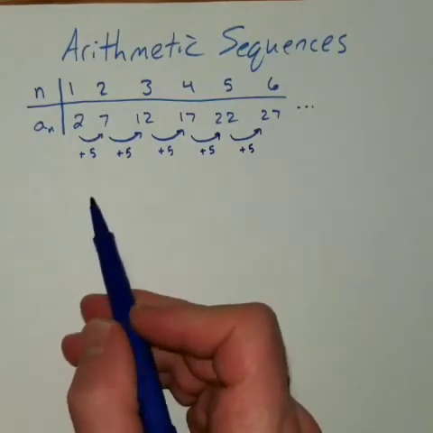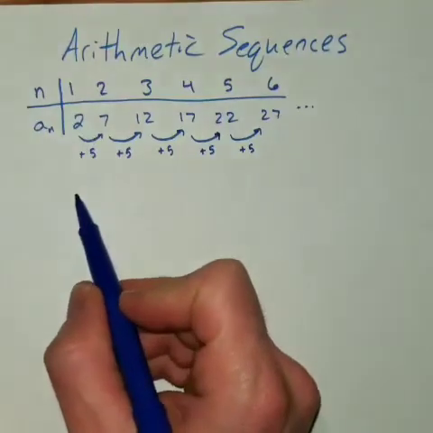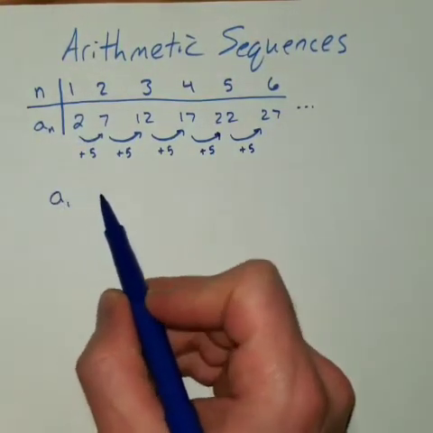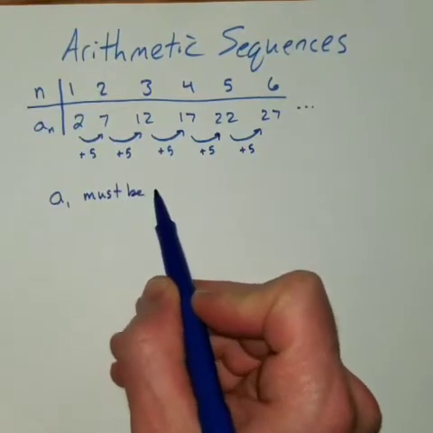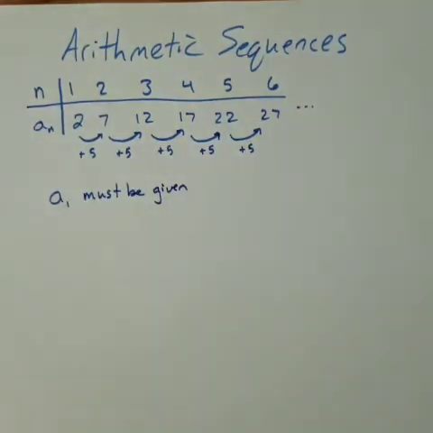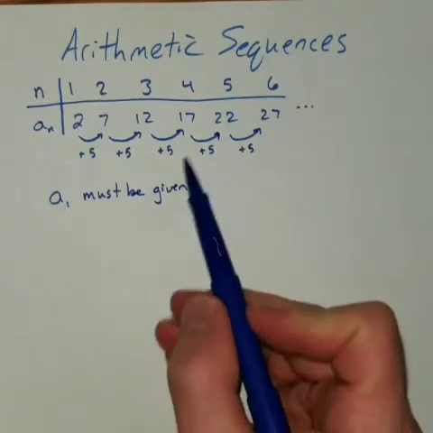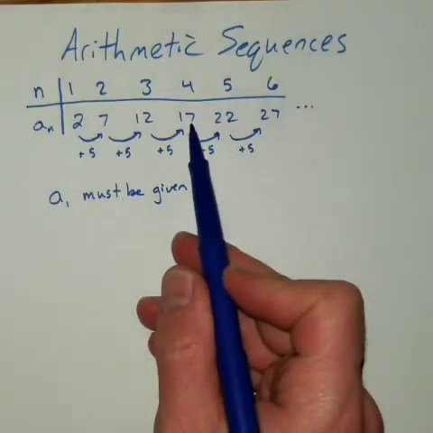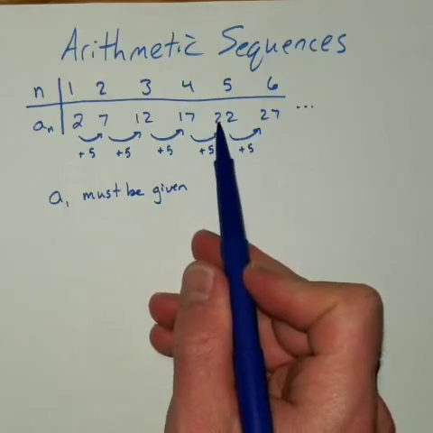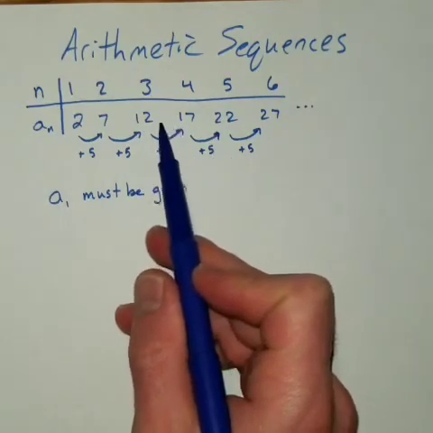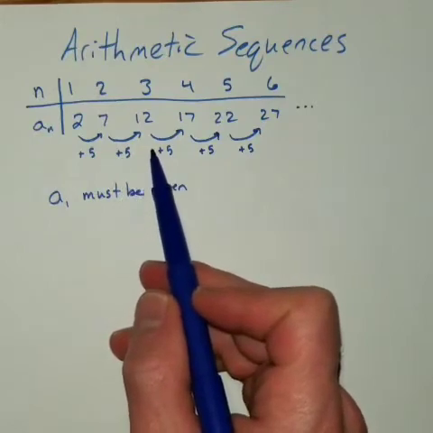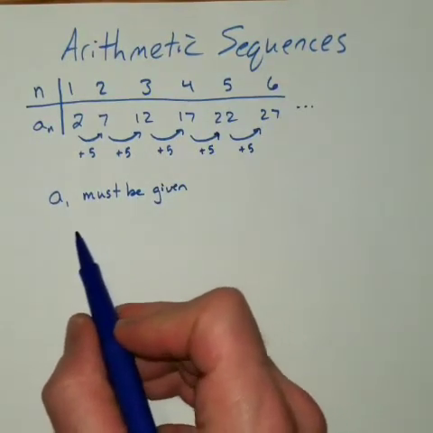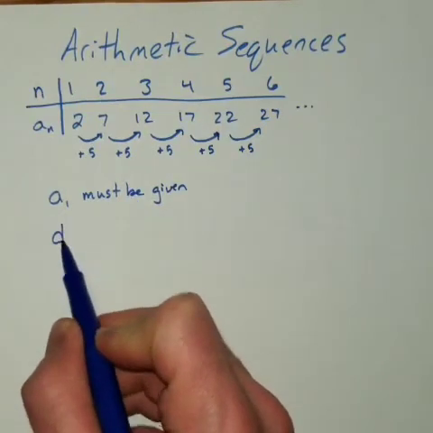Okay, so if you consider these, a sub 1, the first term, must be given. Okay, that's sort of set in stone. There's got to be a starting point. From there, you add what's called the common difference, right? The number that you add each time is called the common difference because it is the difference between consecutive terms, right? 22 minus 17 is 5, 17 minus 12 is 5, and so forth. So it's the common difference, okay? That common difference we're going to call d. d for difference.